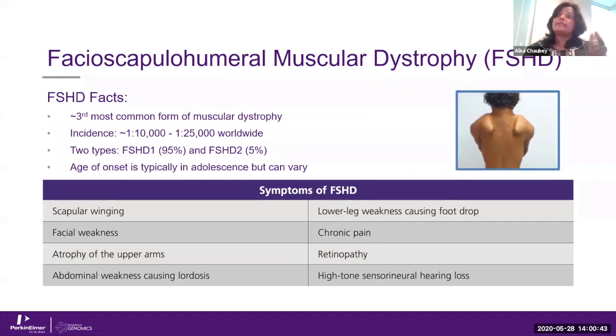So what will a mosaic do in FSHD? If you have some cells that have the repeat contraction and some cells that do not, right? This is a very unique phenomenon that we have seen in a lot of genetic disorders, again inherited disorders and also cancer, because some cells will have the mutation and some cells will not.